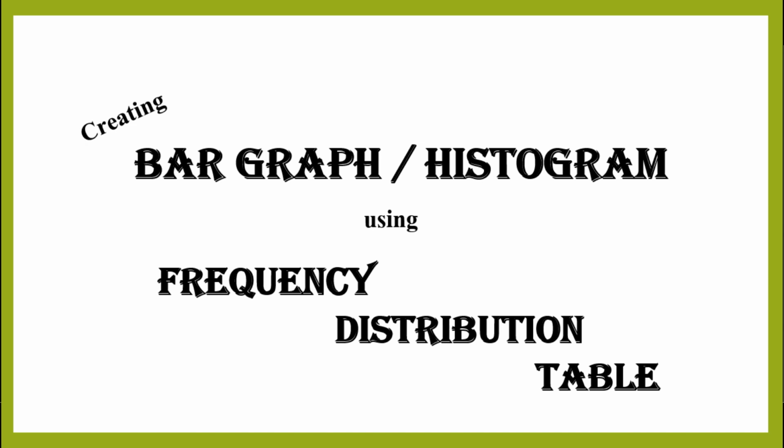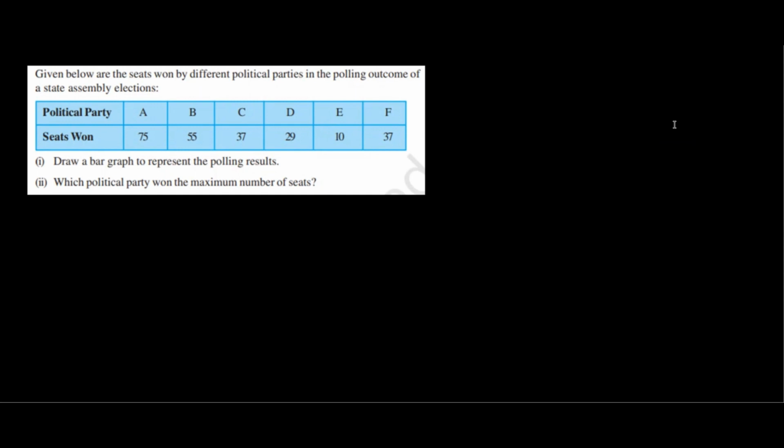In this session, we are going to discuss how to convert a frequency distribution table, or a table given in any format, into a bar graph or histogram. So first, let us see one example in which they are asking us to convert the given tabular form into a bar graph.